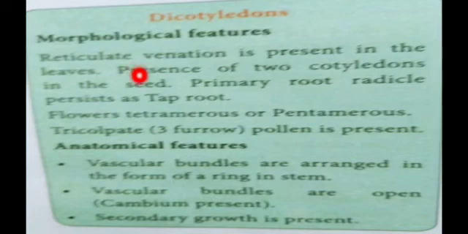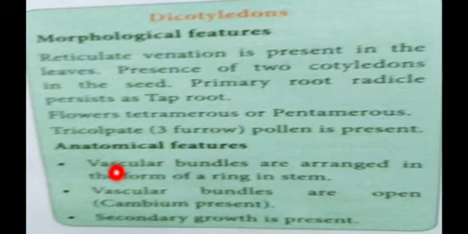Then presence of 2 cotyledons in the seed, we already know. The primary root radicle persists as a taproot. And flowers are tetramerous or pentamerous, that is 4 or 5 petals. Then tricolpate. Tricolpate means 3-furrowed pollen is present. So in the pollen there are 3 or more furrows.